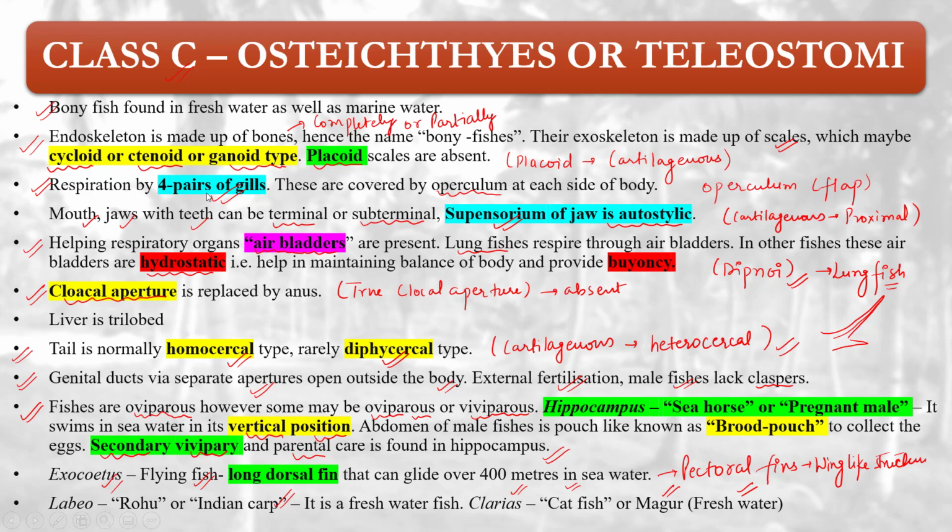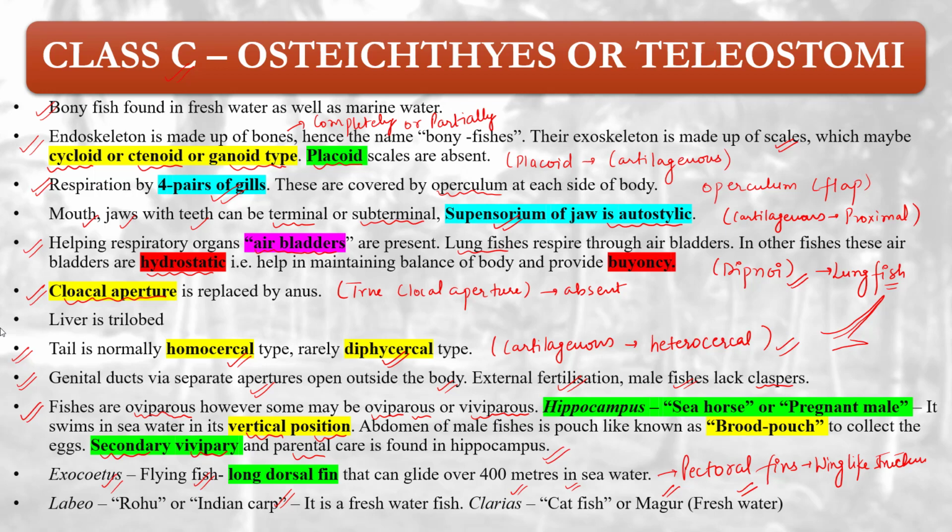Okay. So in this slide, what you have to remember first is that bony fishes have an endoskeleton made up of bones, either partially or completely. If it is complete, then they are advanced or higher bony fishes, and if they have partial cartilage or partial bone, then they are primitive bony fishes.